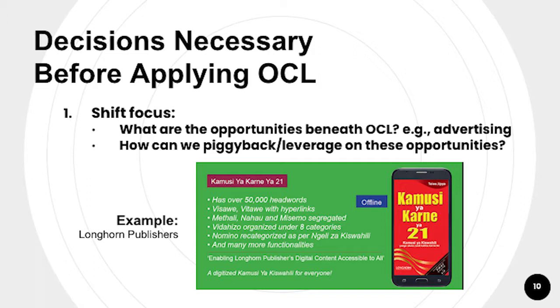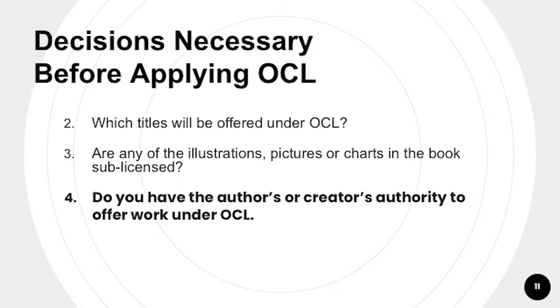I think the first decision really is to think differently, think differently from our traditional methods of doing business in publishing. The second decision we would have to make is which of our titles should we offer under open content licensing. Because it's a choice one has to make, because you said copyright plays a critical role in economic development. Choice is a very individual choice, and so we are not offering all our titles necessarily under open content licensing. So which ones? You have to be strategic. Longhorn decided they will take their premium content and offer it under open licensing because they saw the opportunity for advertising.